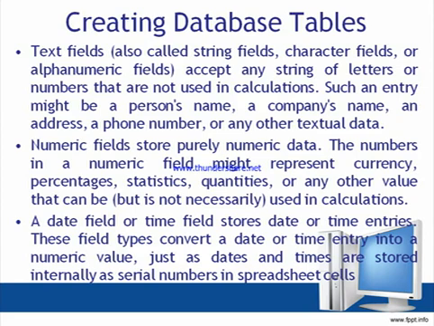Numeric fields store purely numeric data. The numbers in a numeric field might represent currency, percentages, statistics, quantities, or any other value that can be but is not necessarily used in calculations. A date field or time field stores date or time entries. These field types convert a date or time entry into a numeric value, just as dates and times are stored internally as serial numbers in spreadsheet cells.